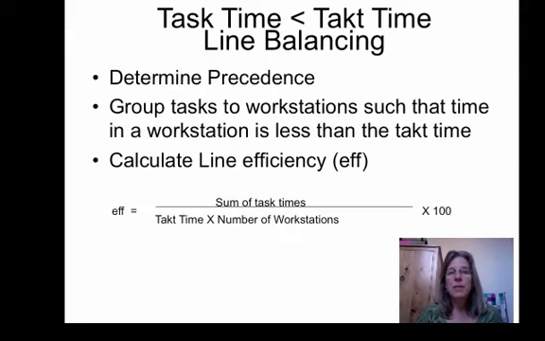Now we're going to look at the next case where the task times are less than the takt time, and this requires some sort of line balancing. When you're doing this, you really do need to know not only the tasks, but also the precedence. What you end up doing is grouping tasks into workstations. Like, okay, workstation 1 is going to do tasks A, B, and C. Workstation 2 is going to do C, D, and F. Things like that. And then you calculate the efficiency. So again, it's still the same equation where we have the sum of the tasks divided by the takt time times the number of workstations to get to that efficiency value.